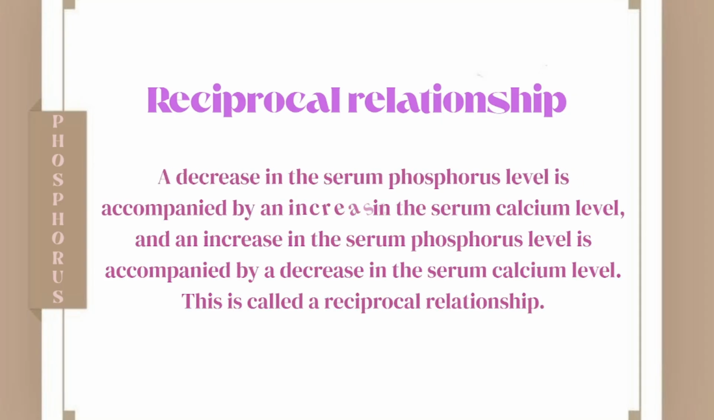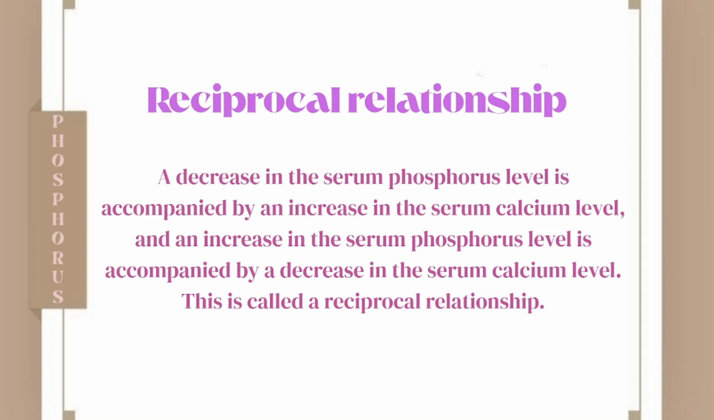What is reciprocal relationship? A decrease in the serum phosphorus level is accompanied by an increase in the serum calcium level, and an increase in the serum phosphorus level is accompanied by a decrease in the serum calcium level. This is called a reciprocal relationship between phosphorus and calcium.